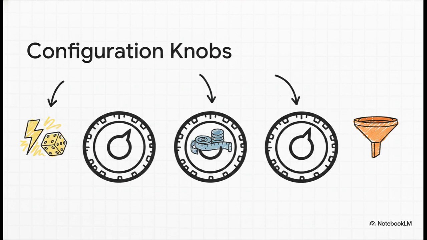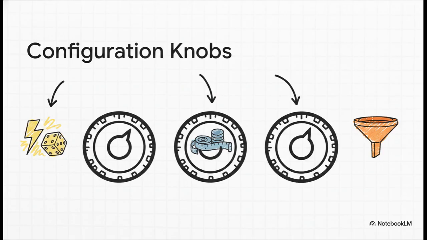First up is temperature, which controls the randomness of the response. If you set that temperature to a value close to 0, the model becomes highly deterministic. It's basically going to consistently choose the most probable next word. This is exactly what you want if you're building a factual data extractor, a text summarizer, or a code generator where precision is everything.